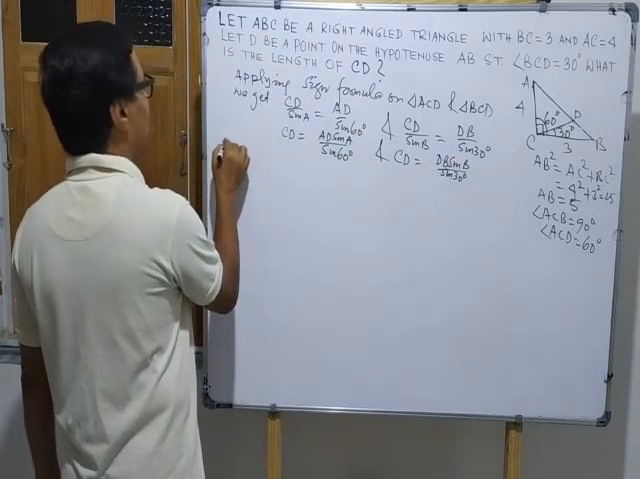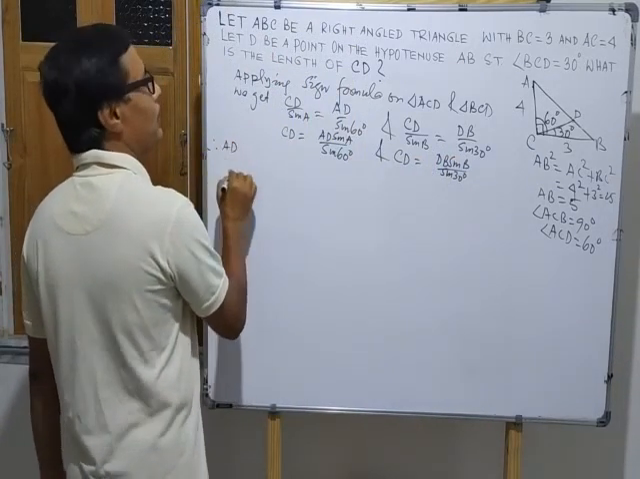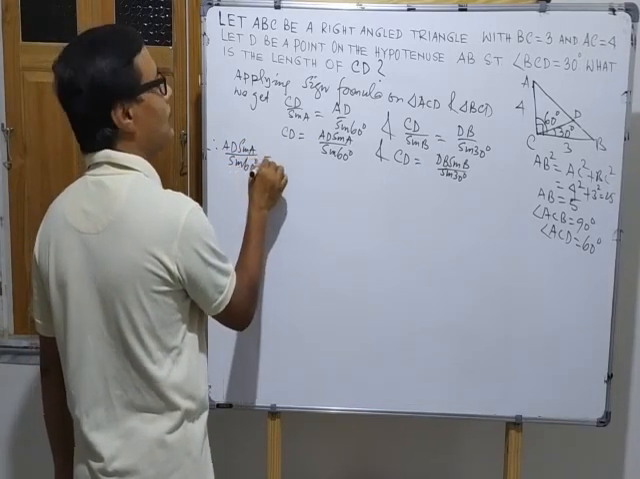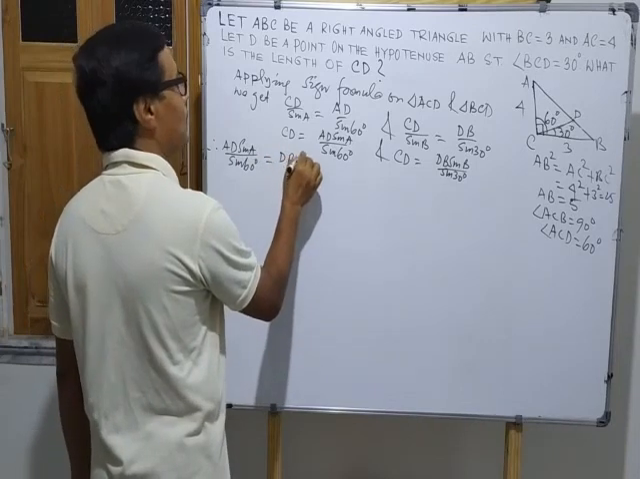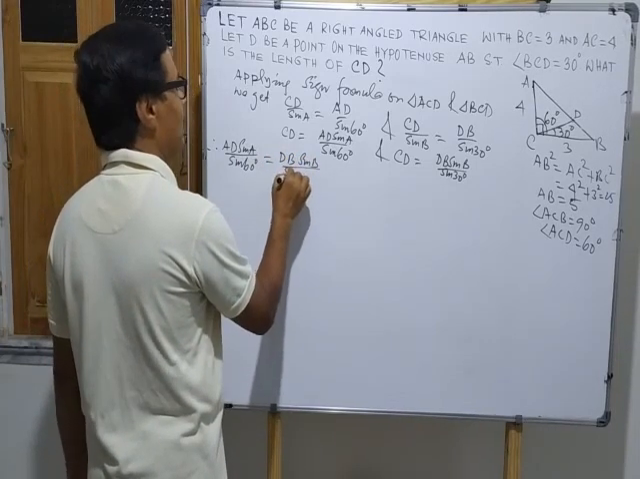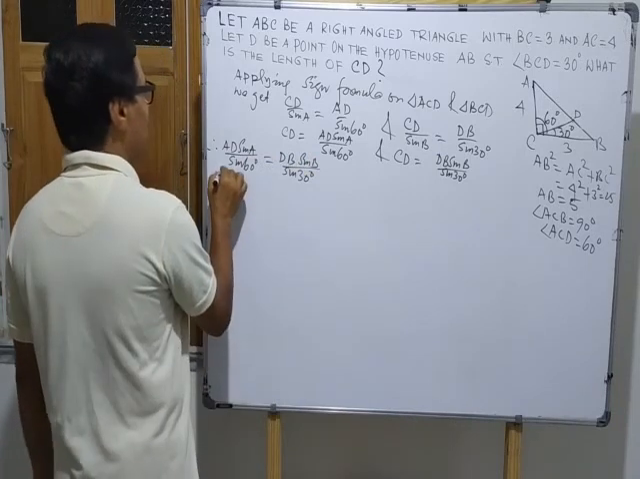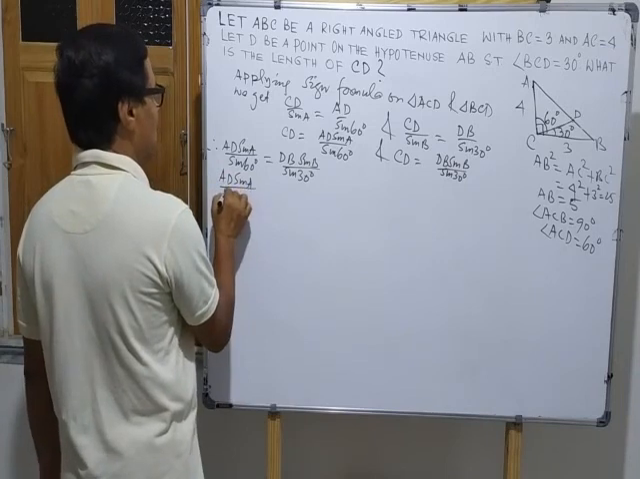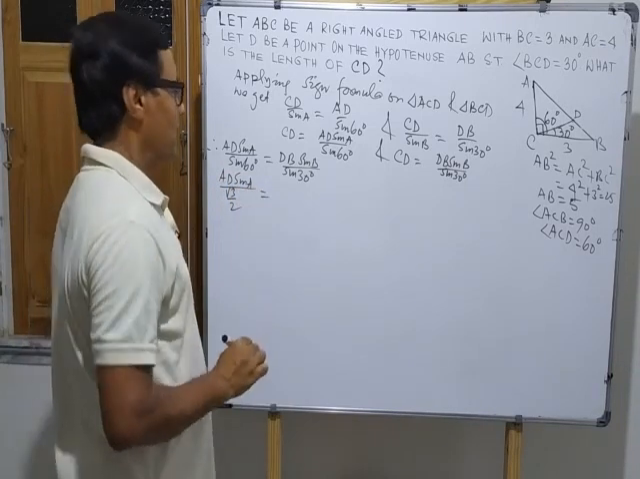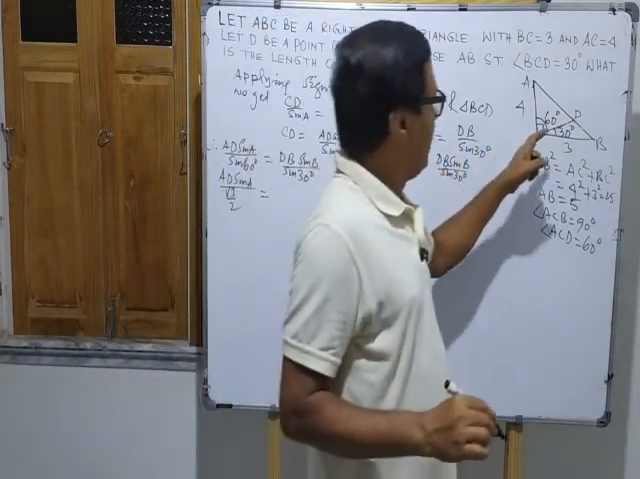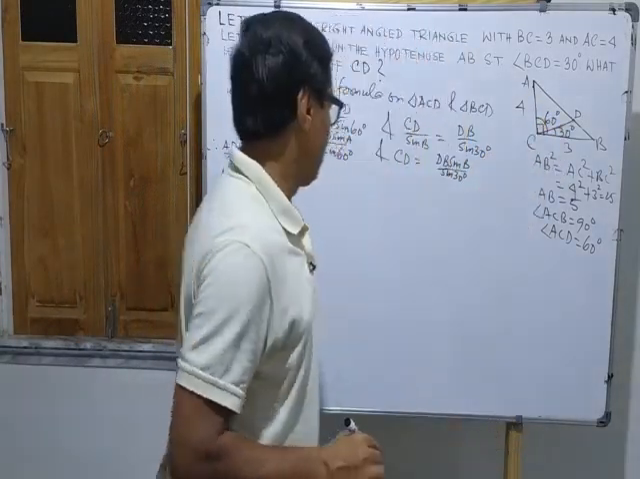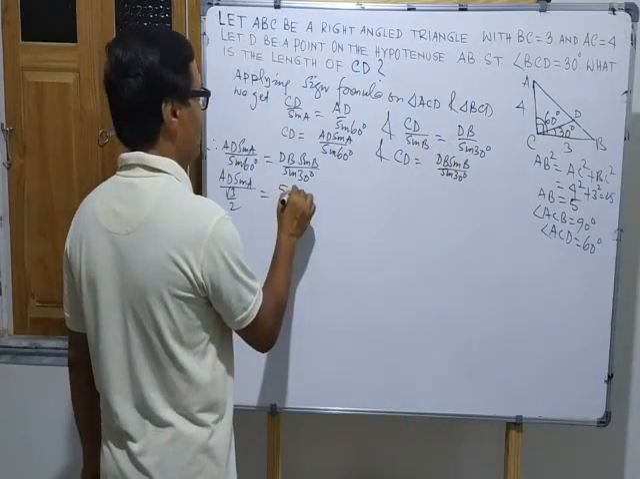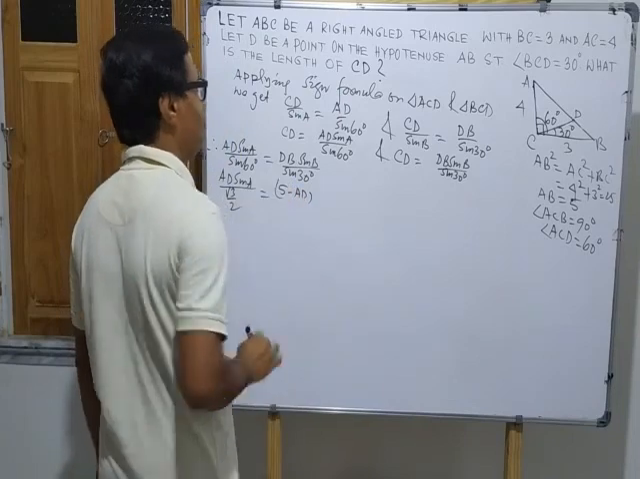So AD sine A over sine 60 degrees equal to DB sine B over sine of 30 degrees. AD sine A over sine 60 degrees, where sine 60 is √3 over 2, equal to DB sine B over sine 30. DB can be written as AB minus AD, but the value of AB is 5. So DB equal to 5 minus AD.